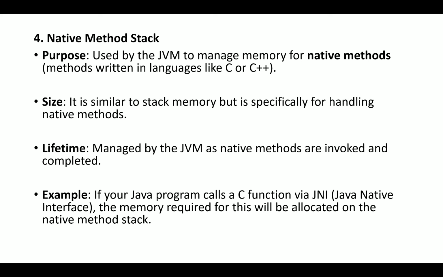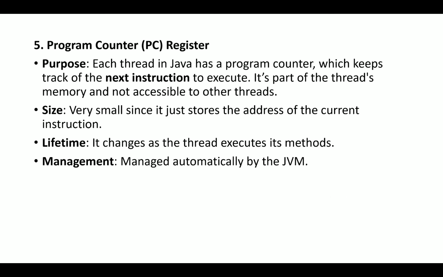Fourth one, native method stack. Purpose: used by the JVM to manage memory for native methods, methods written in languages like C or C++. Size: it is similar to the stack memory, but is especially for handling native methods. Lifetime: managed by the JVM as native methods are invoked and completed. Example: if your Java program calls C functions via JNI, Java Native Interface, the memory required for this will be allocated on the native method stack.